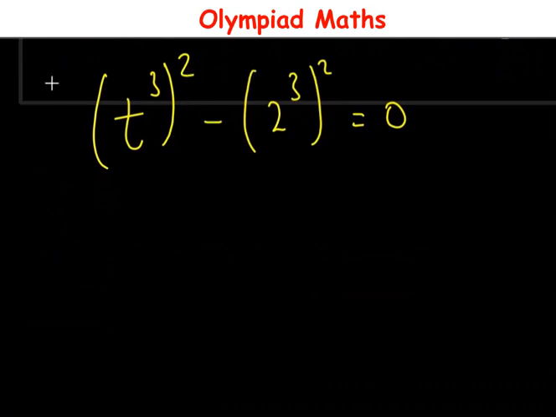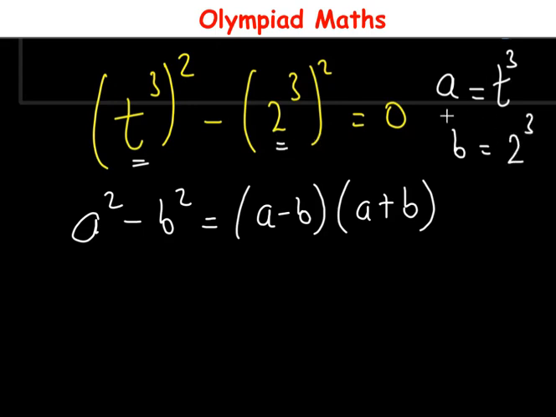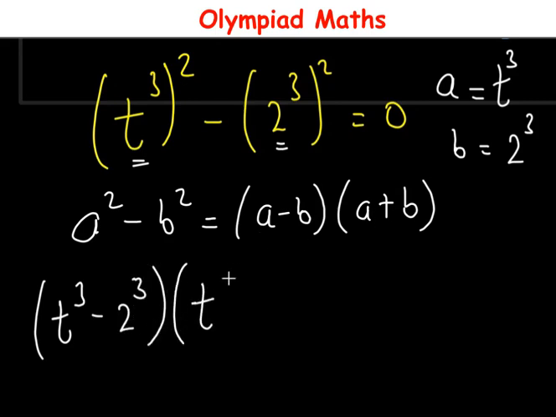If you have difference of two squares, a squared minus b squared, this is equal to in brackets a minus b multiplied by a plus b. In this case, the value of a is equal to t raised to power 3, while the value of b is equal to 2 raised to power 3. So, expanding this, we have in brackets t raised to power 3 minus 2 raised to power 3, multiplied by t raised to power 3 plus 2 raised to power 3, is equal to 0.